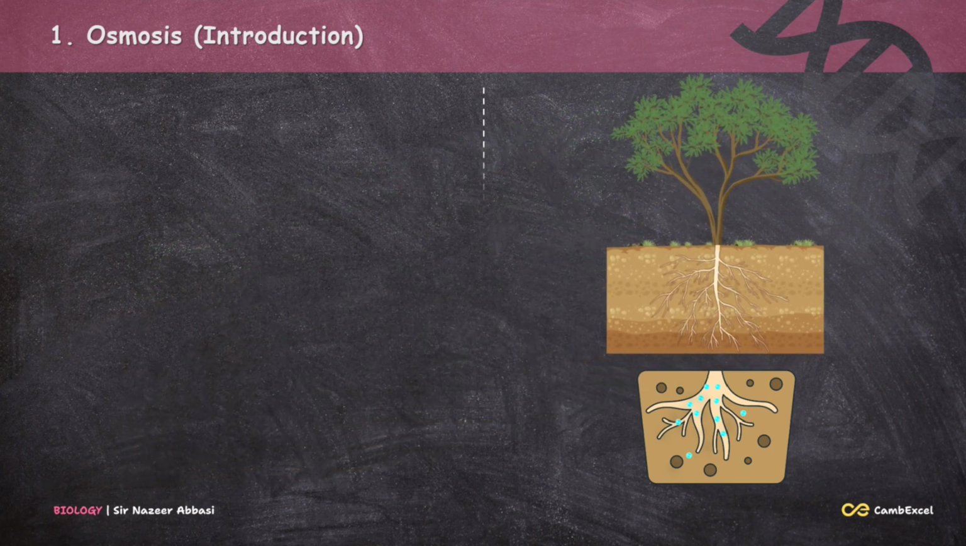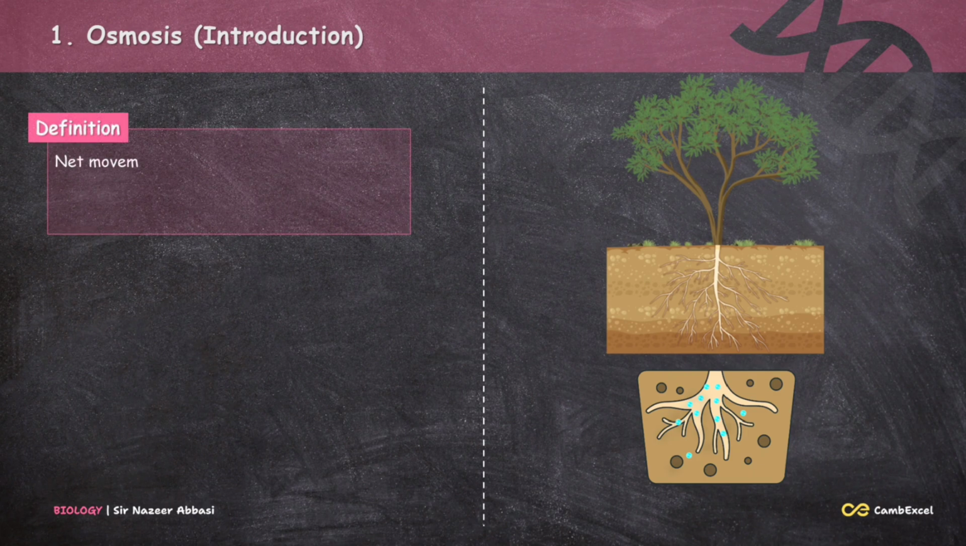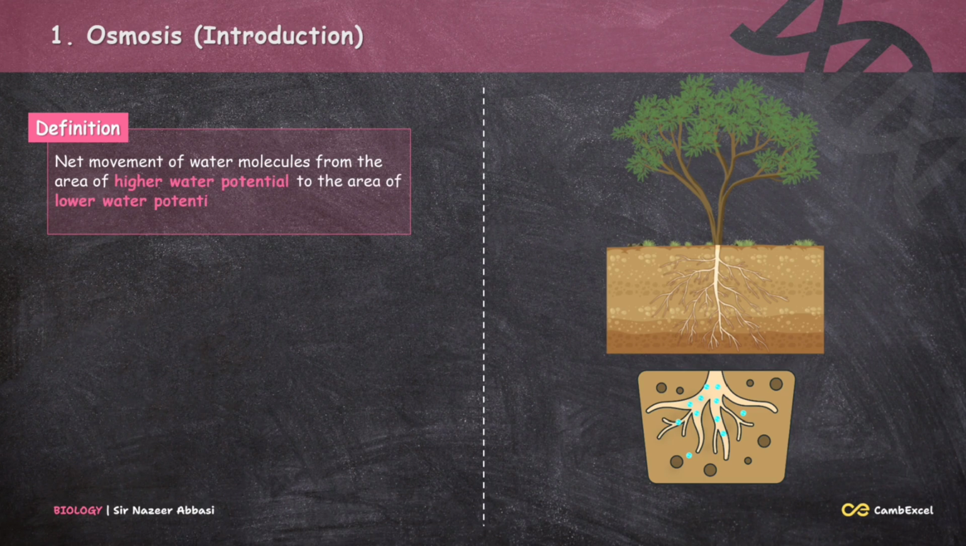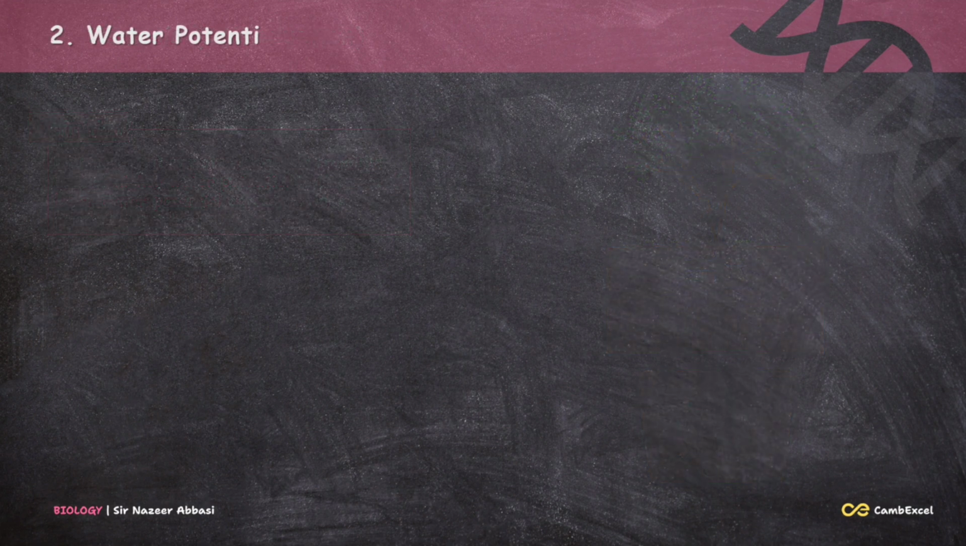In order to define osmosis, we can say that osmosis is the net movement of water molecules from the area of higher water potential to the area of lower water potential across a partially permeable membrane. Here we have used the term water potential. In order to understand water potential, let's move to the next slide. It's very important to understand the term water potential.